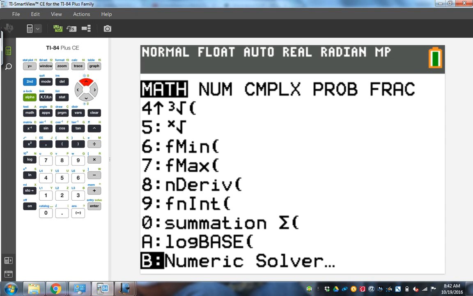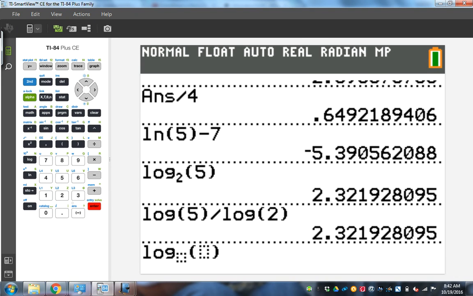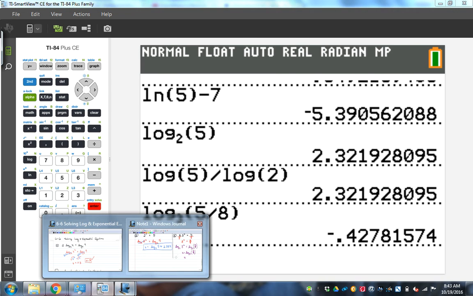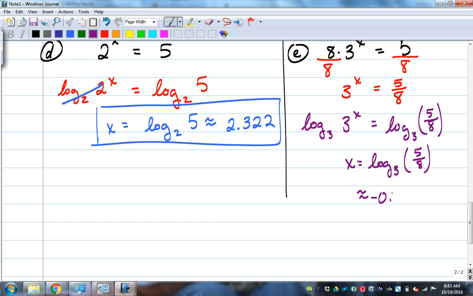Math. Log base 3, 5 divided by 8. Negative 0.428. There's an exact answer and a decimal approximation for that. All right. Pretty simple so far. We're just using a log to get rid of one thing that has an exponent with a variable in it.